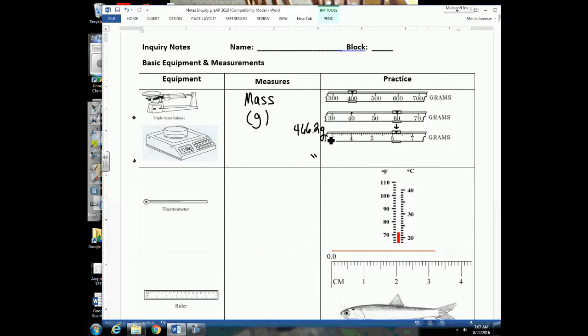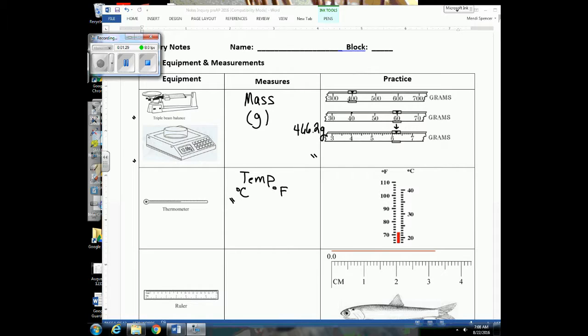Obviously, with a thermometer, we're going to be measuring temperature. We can measure temperature in degrees Celsius or degrees Fahrenheit. In science, we more often are using degrees Celsius. So I want to give you some ideas of temperatures so that you can get more familiar with the Celsius scale, because most of the time we're operating with Fahrenheit scale here in the United States.